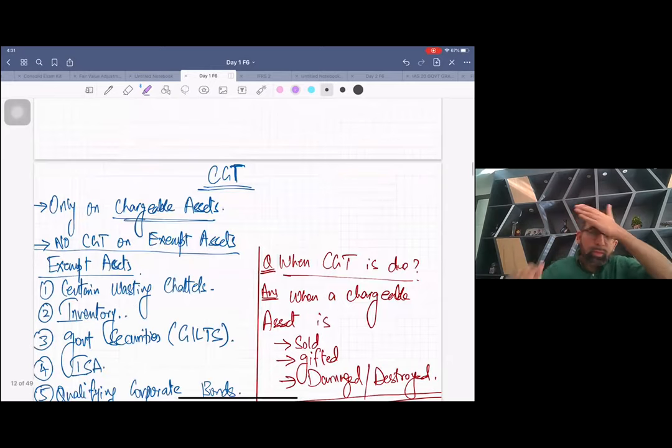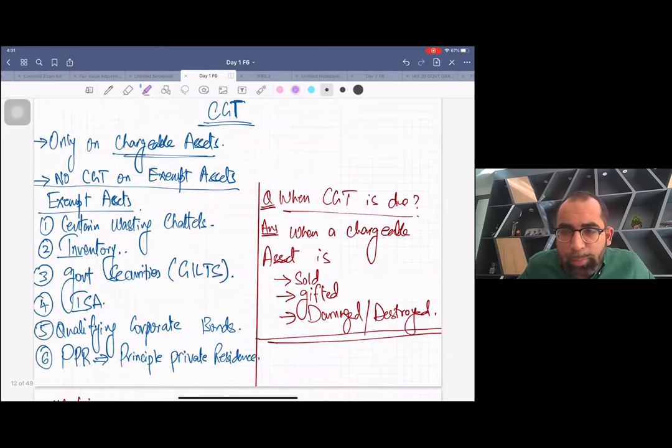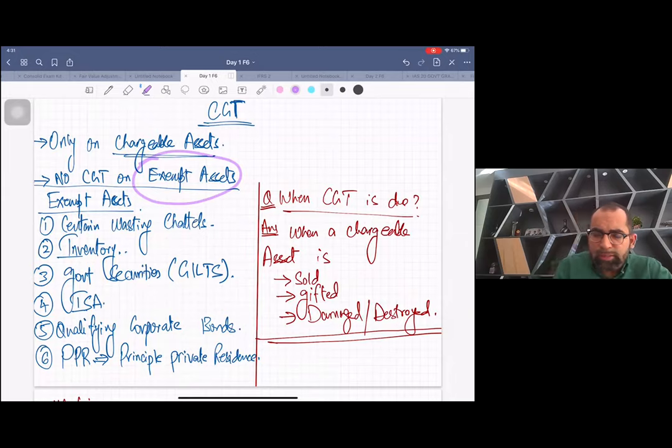Okay. So now today's main topic is here. The name of the topic is CGT, chargeable gain tax. First of all, you must know CGT is only on chargeable assets, right? There is no CGT on exempt assets. Following is the list of some important exempt assets in front of you.